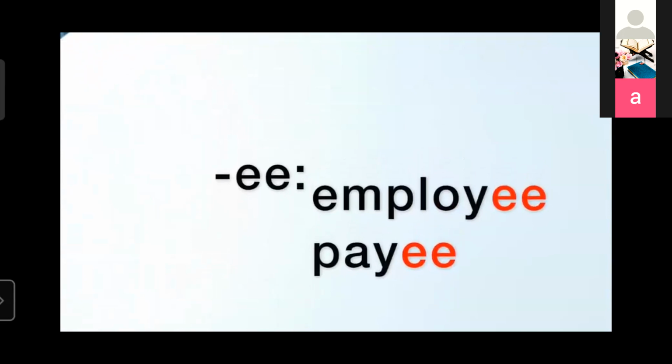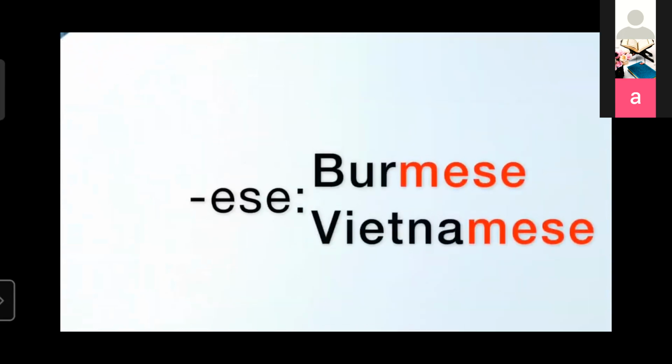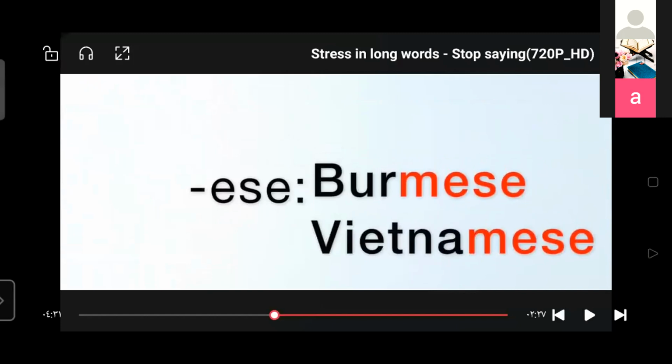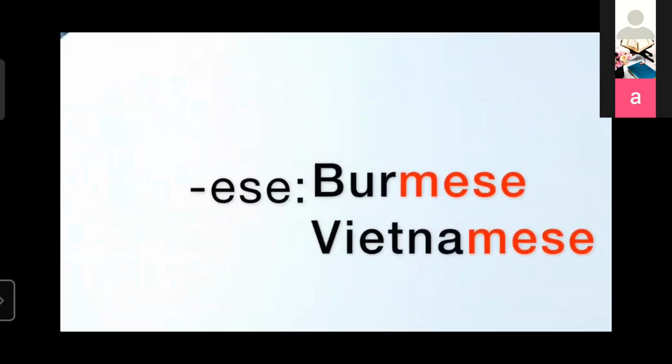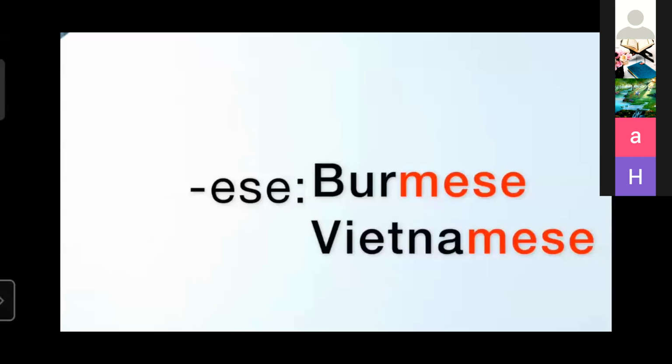EE, employee, payee, ese, ease. Okay, can you give other examples of double E as a stressed syllable? Trainee, yes, and refugee, observee. So this is a rule with the suffix double E at the end of a word. It is stressed, okay? So you can write down some stress rules to guide you when you are teaching your learners, either if they are lower levels, young learners, or adults or higher level, okay?